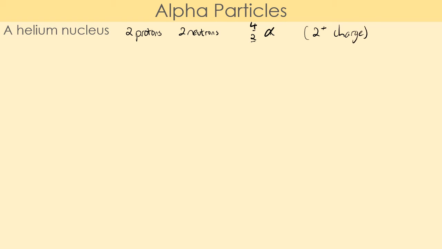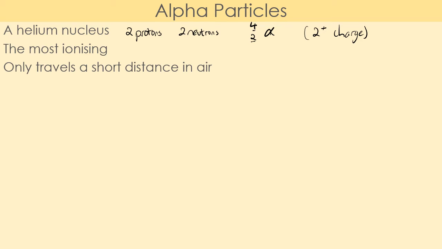We'll start off with alpha particles. So alpha particles, we'll remember, are a helium nucleus. They have 2 protons and 2 neutrons. And we can write it like this. This is my number of protons. This is my protons and neutrons, my mass of it. It's an alpha particle. And it has a 2+ charge, because there are no electrons to cancel out the positive charge. It's the most ionizing. So it will ionize anything it comes into contact with. And it only travels a short distance in air, again about 2 centimeters.